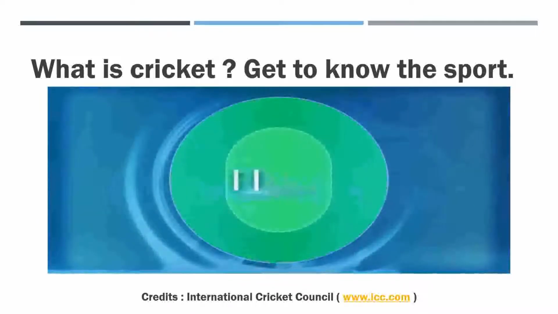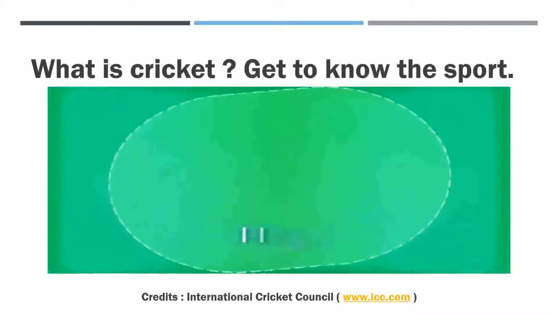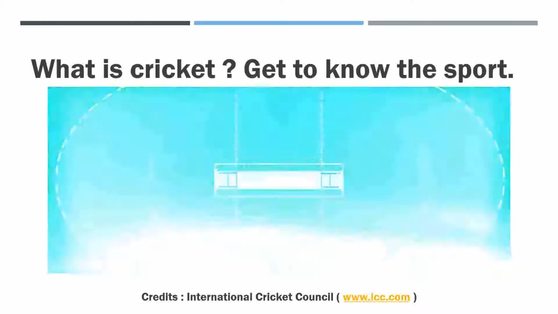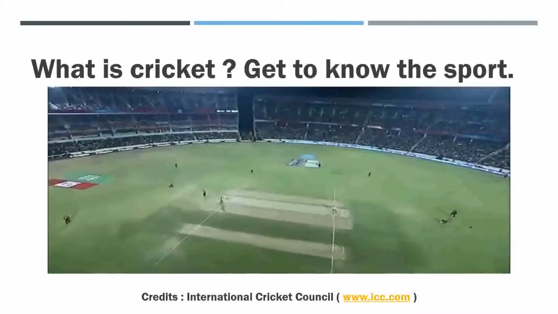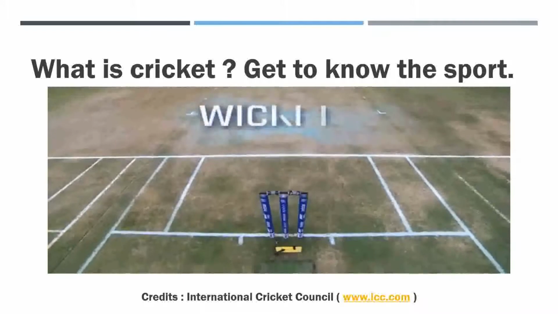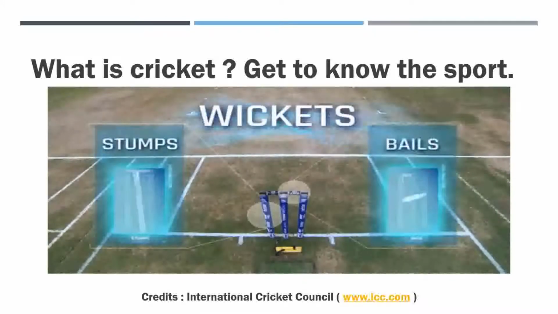Cricket is played on an oval-shaped field, and in the middle of that field is the pitch, which is where most of the action takes place. At either end of the pitch, you'll find these things. They're called wickets, and they're made up of 3 wooden stumps that support 2 bails. They're important, but we'll come back to them shortly.